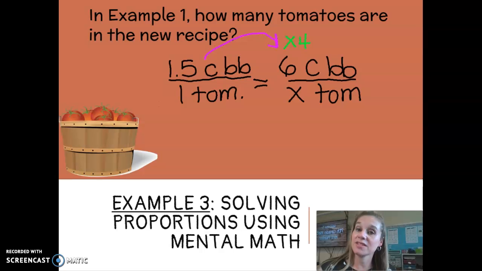So we know that to go 1.5 times 4 to get to 6, that means we also need to multiply the denominator by 4. So I'm going to multiply 1 tomato times 4, which is going to give me x is equal to 4 tomatoes.